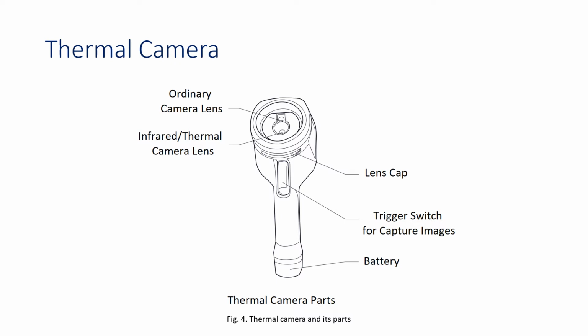There are so many thermal cameras in the market. This is one sample, a handheld thermal camera. It is composed of an ordinary camera lens and an infrared thermal camera lens. With 2 lenses, it can take images simultaneously for an output of an ordinary image and an output of a thermal image. It has a lens cap to cover the lens, a trigger to capture an image, and definitely a battery because this is handheld.